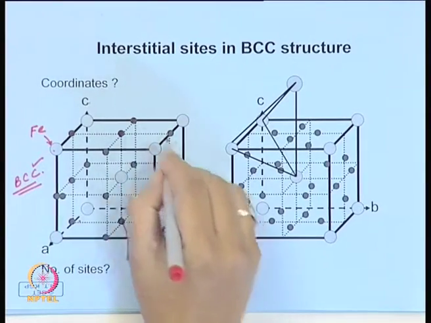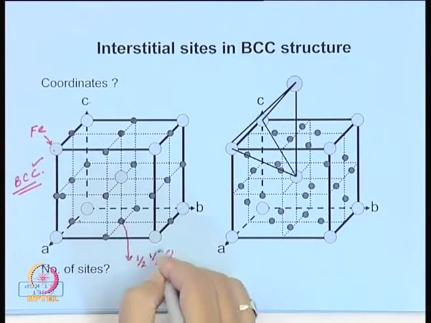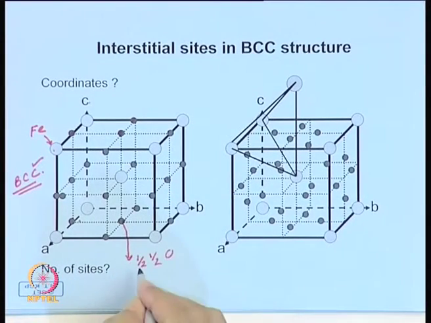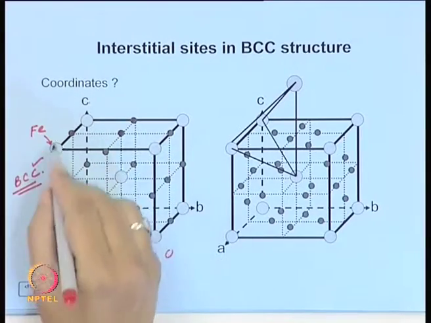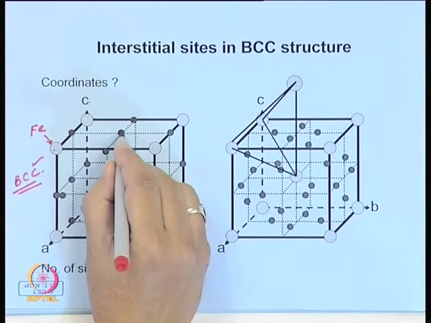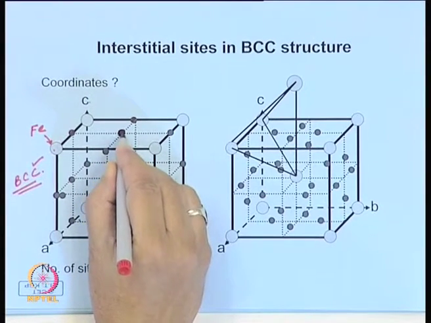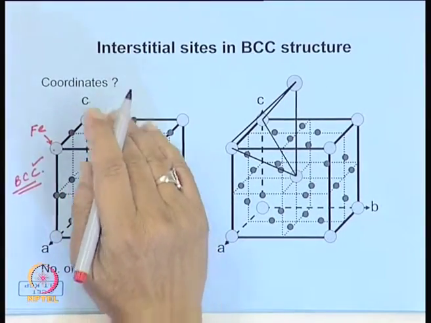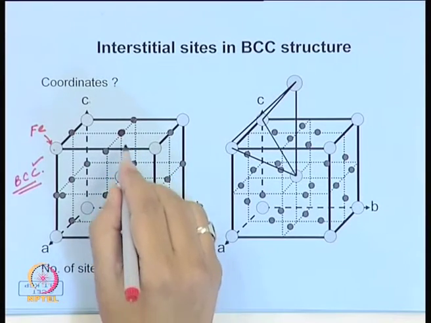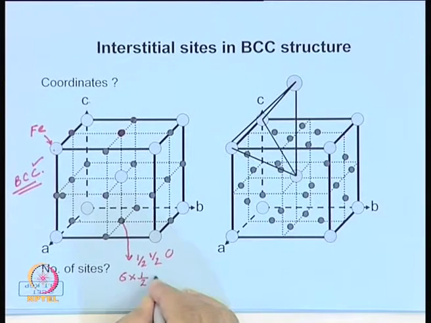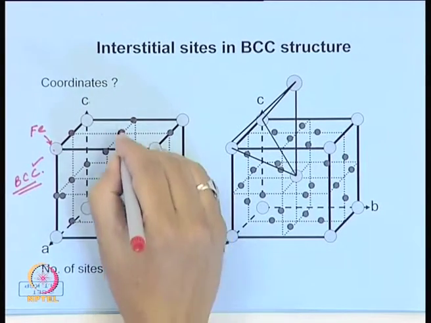We also have, so each of these face centered points, you can say that these are half, half, 0. And how many faces are there? A cube contains 6 faces. Now, each of these face centered points will be shared by another neighboring unit cell. So, the contribution of this is 6 times half.